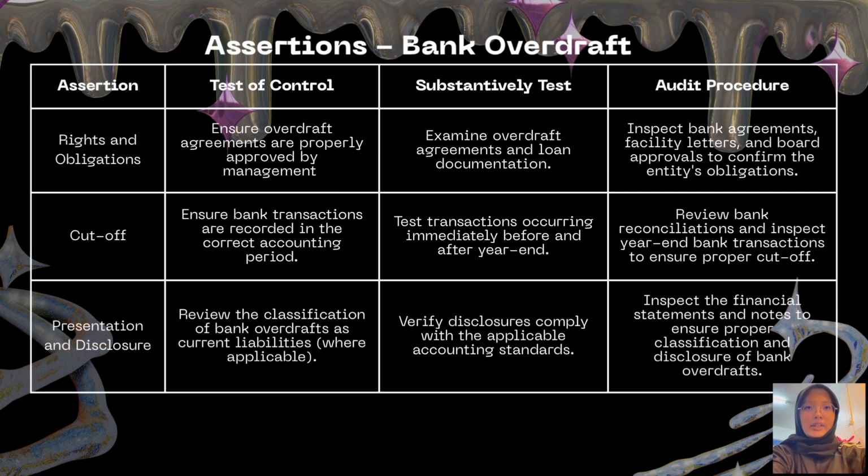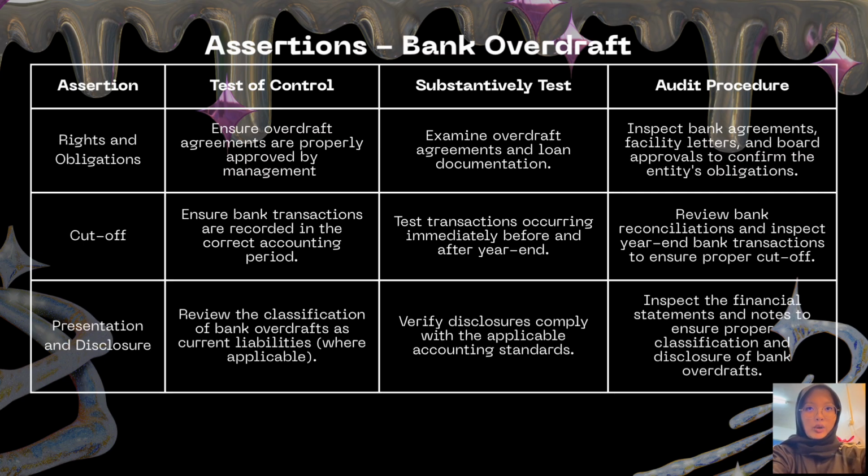For the substantive test, the auditor examines the overdraft agreement, loan document, and bank facility letter. These documents provide evidence of the borrowing limit, interest rate, repayment terms, and the company's legal responsibility. The audit procedure includes inspecting bank agreements, facility letters, and board approval.